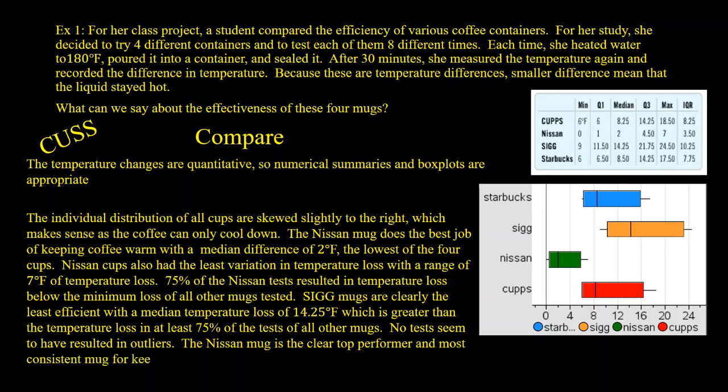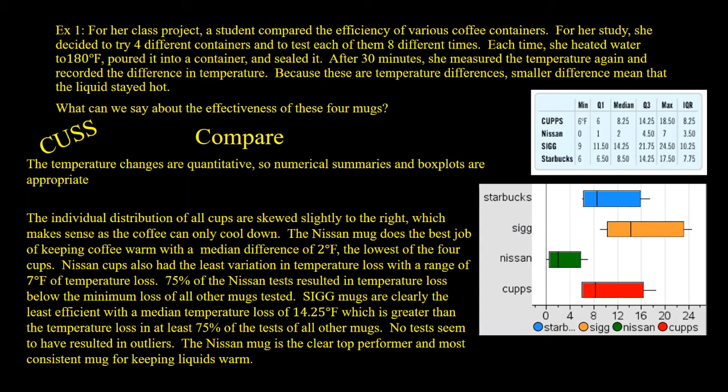So we CUSSed, but I'm not just talking about one distribution. I'm not just CUSSing about the Nissan mugs. I'm comparing it to all of these. The individual distribution of all cups are skewed slightly to the right, so that's talking about shape right off the bat. With a box plot, I can't talk about modality, so all we can do is describe symmetry.